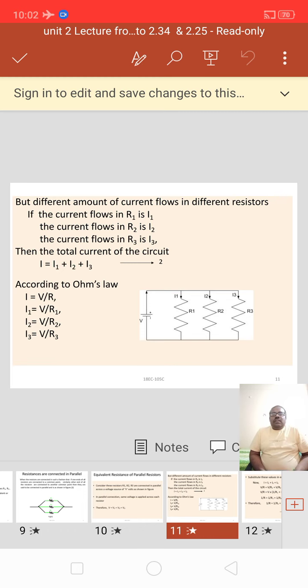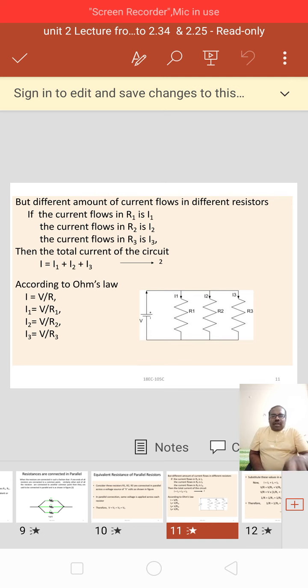But different amounts of current flow in different resistors. If the current flowing in R1 is I1, in R2 is I2, and in R3 is I3, then the total current in the circuit is I equal to I1 plus I2 plus I3. This is the second equation. According to Ohm's law, V equal to IR, from which we can deduce that I equal to V by R. Applying this, we get I1 equal to V by R1, I2 equal to V by R2, I3 equal to V by R3.